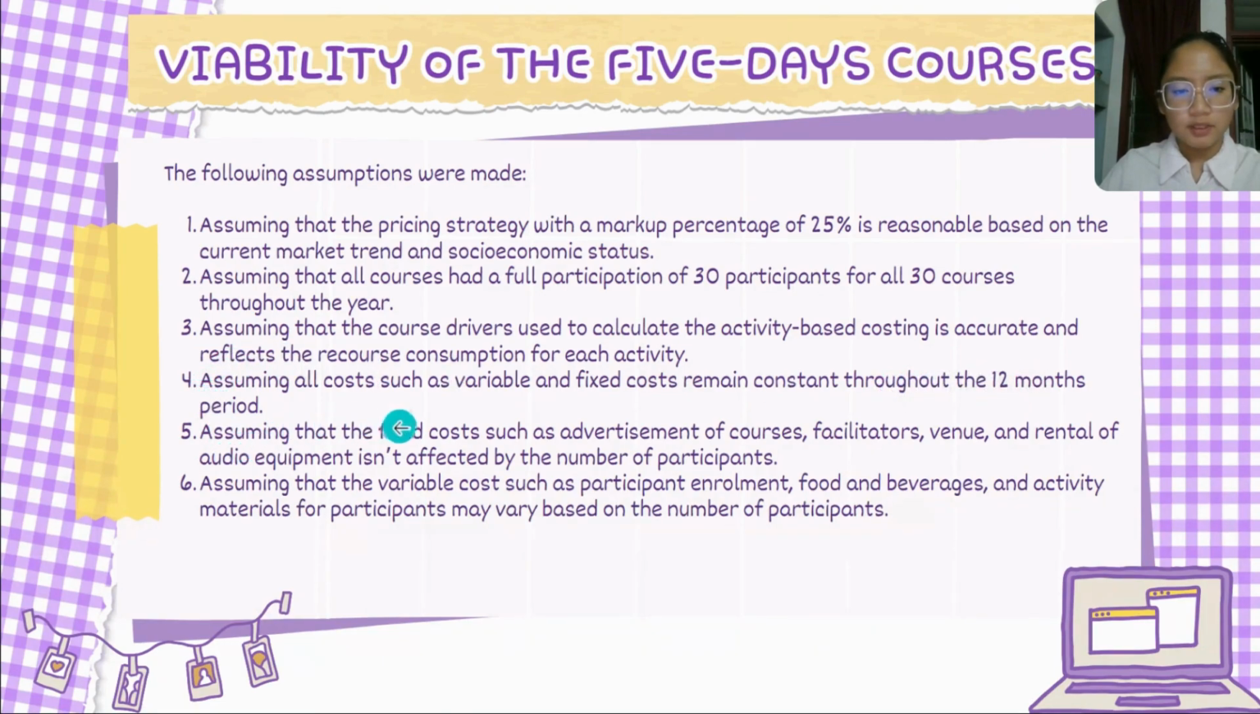Five, assuming that the fixed costs, such as advertisement of courses, facilitators, venue, and rental of audio equipment, aren't affected by the number of participants. And lastly, assuming that the variable costs, such as participant enrollment, food and beverages, and activity materials for participants, may vary based on the number of participants.